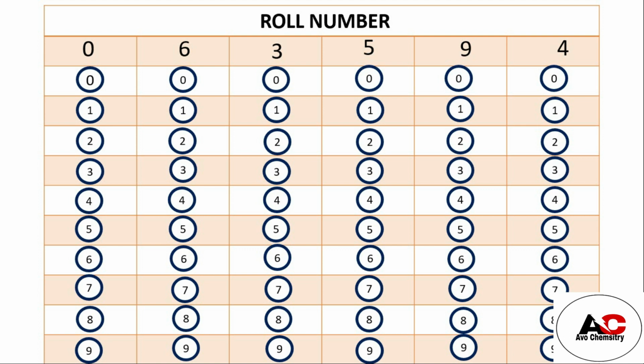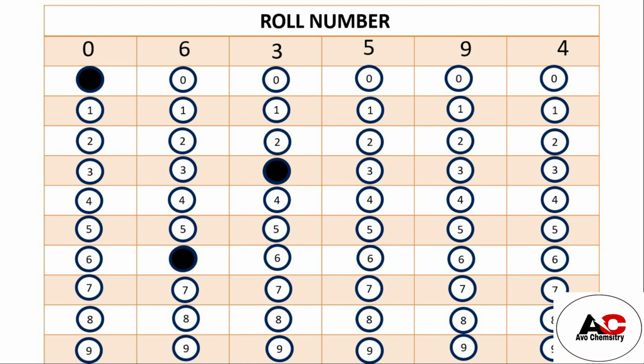Now students, you will fill these given bubbles in order to show your roll number. As you know, the first digit of your roll number is 0. So you will choose the bubble where 0 is written in the first column. The second digit of your roll number is 6. So you will choose the sixth bubble and mark it in the second column. The third digit is 3. So you will choose the third bubble in the third column.